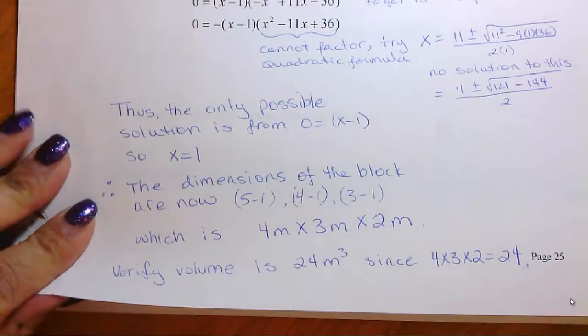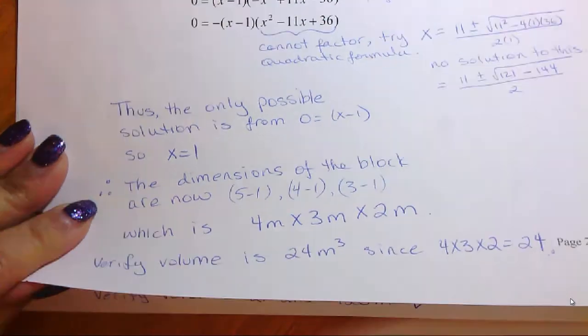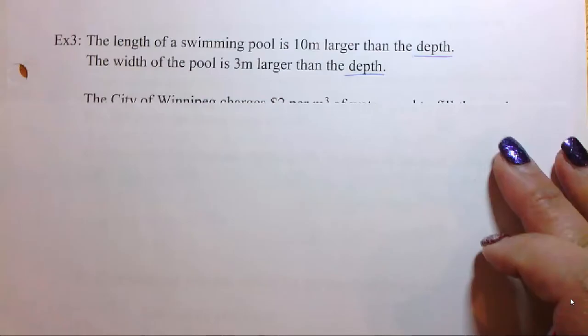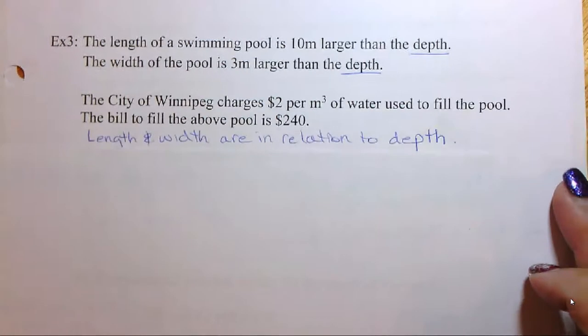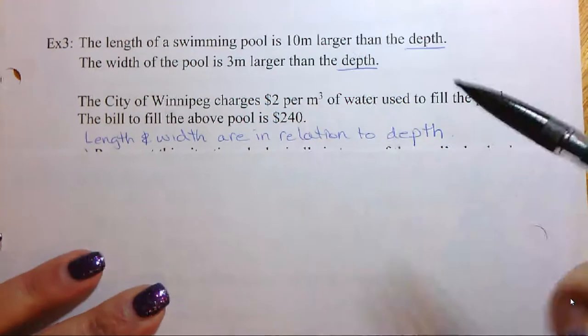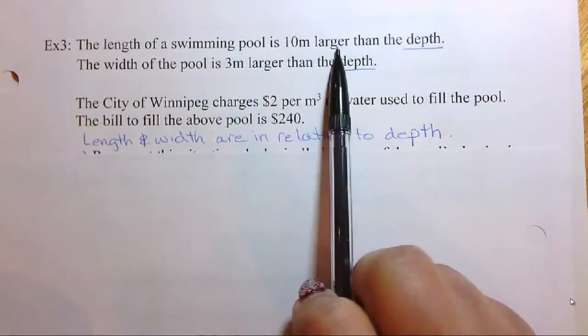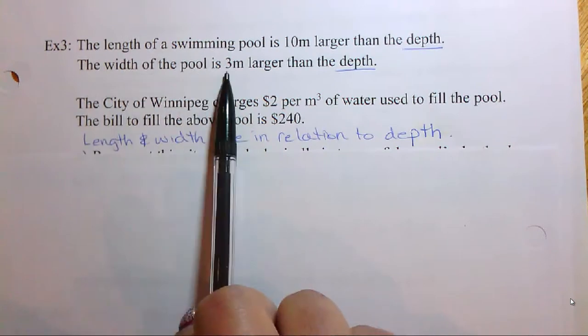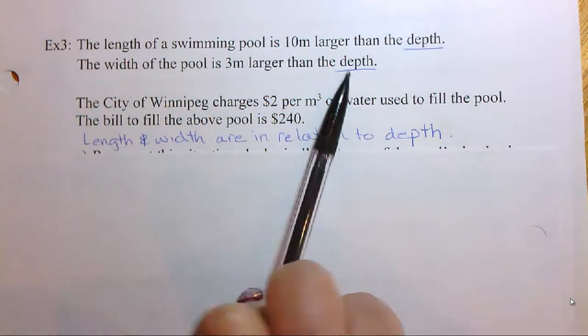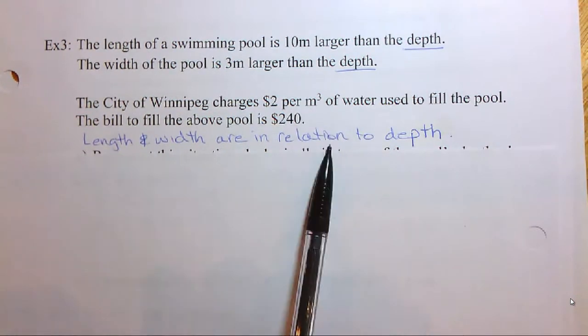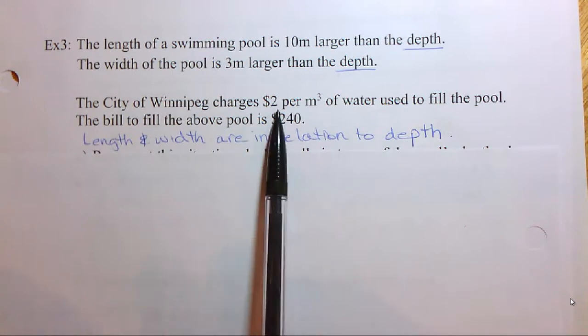All right. Now, our third example. The third example here is referring to the length of a swimming pool. The length is 10 meters larger than the depth. The width of the pool is 3 meters larger than the depth. So everything is being compared to depth.